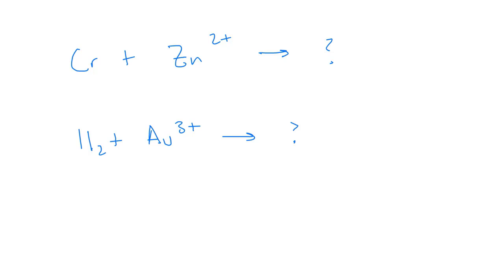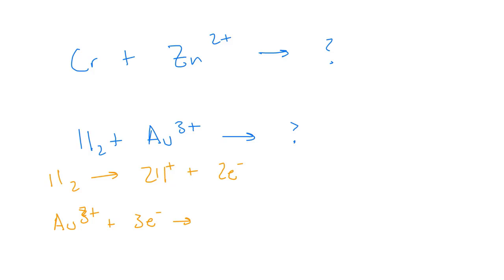So let's go ahead and write out the two half reactions, right? We have H2 yields 2H+ plus 2 electrons. And what's the other half reaction? Au3+. It's got to gain 3 electrons, right?